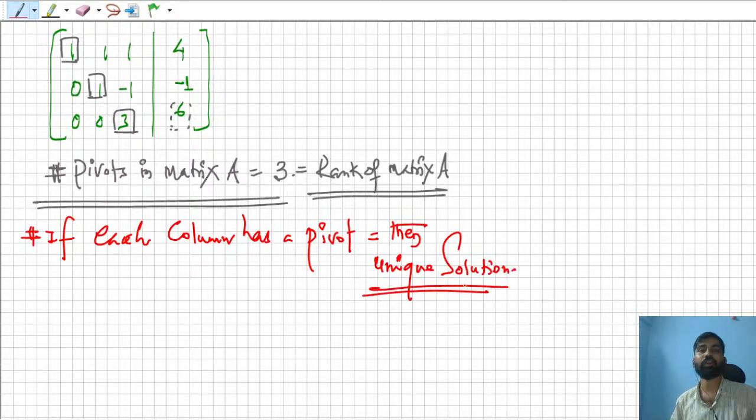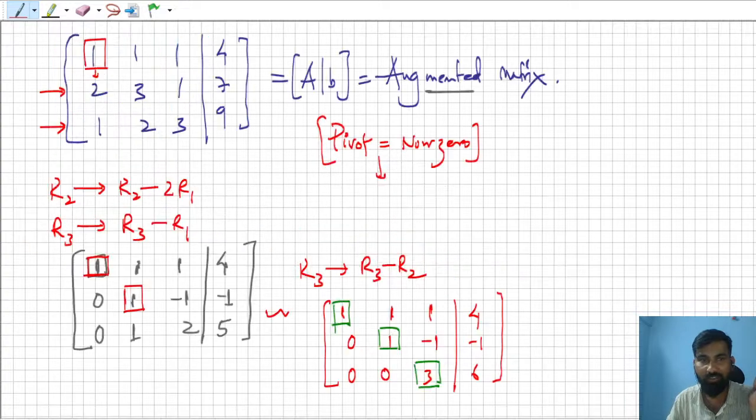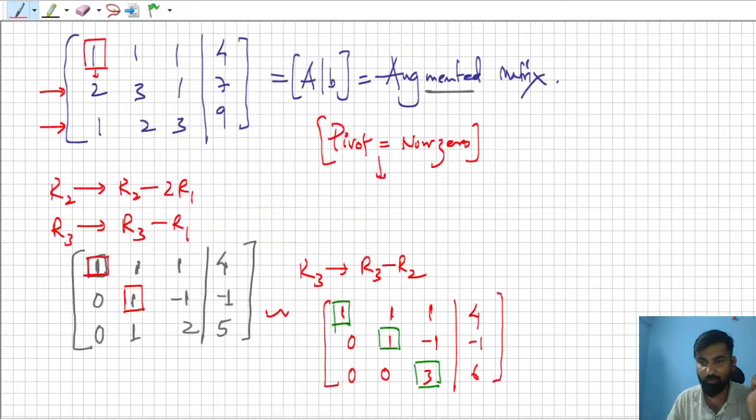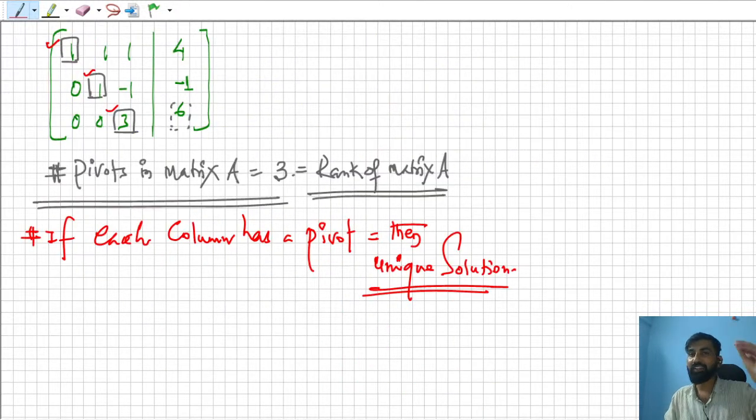Why I am saying this? What is the meaning of the number of columns? The number of columns decides the number of variables, or you can say the number of unknowns present in the system of linear equations. So each column has a pivot. You see here, column number 1 has one pivot, second pivot, third pivot. And there are 3 pivots, and how many unknowns are there? Get back to the equation. There are 3 unknowns, x1, x2, x3. So if each column has a pivot, it means you will get the unique solution.